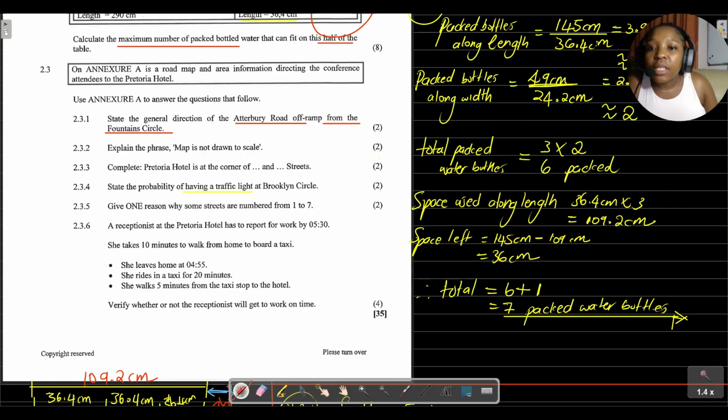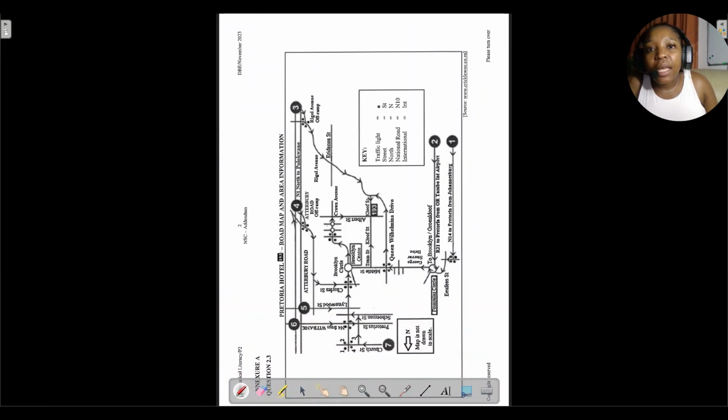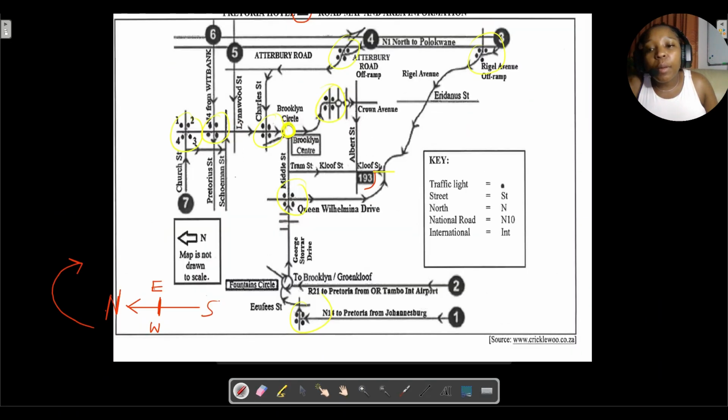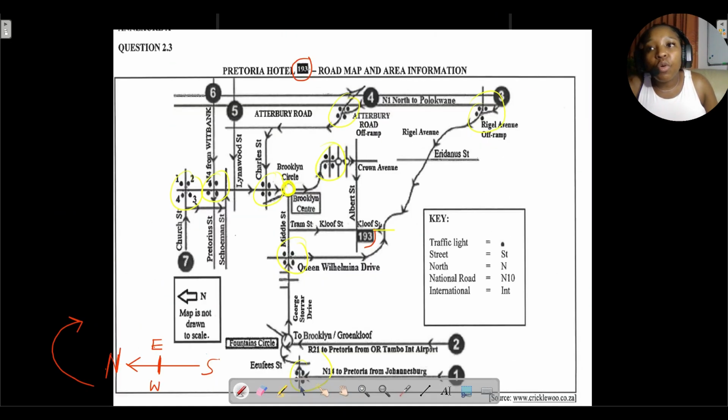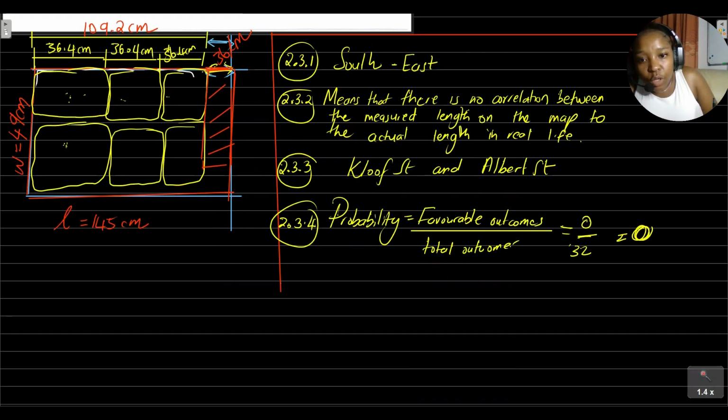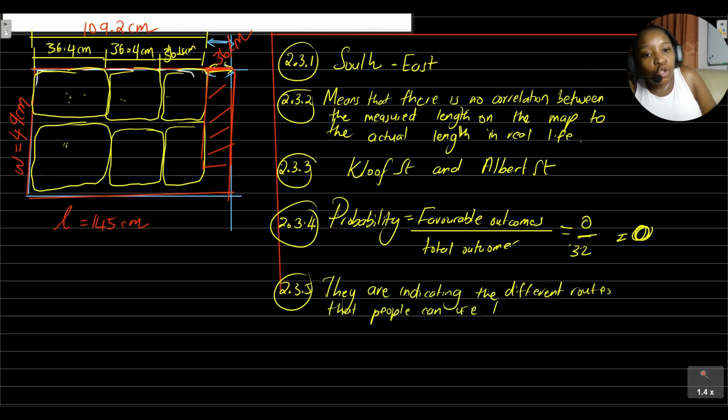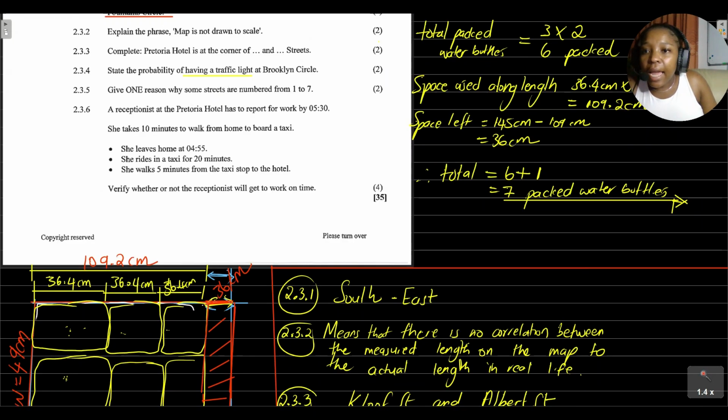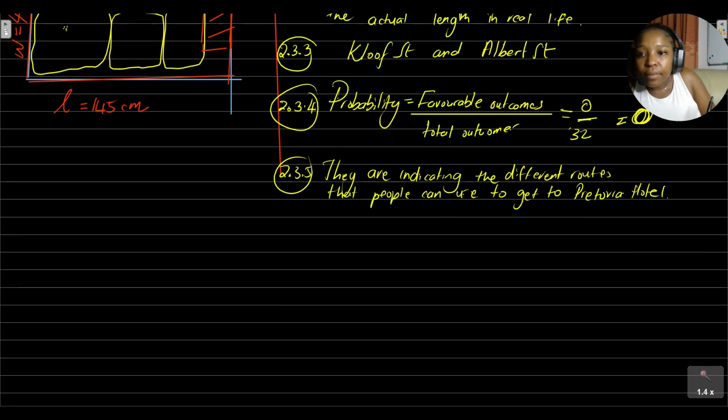2.3.5. Give one reason why some streets are numbered from 1 to 7. Why are some streets numbered from 1 to 7? So remember when we were basically looking at just analyzing this roadmap, I did mention that they are numbered from 1 to 7 because they are indicating the different routes that people can use to get to Pretoria Hotel. So question 2.3.5, okay, they are indicating the different routes that people can use to get to Pretoria Hotel. Good, right? And lastly, 2.3.6.